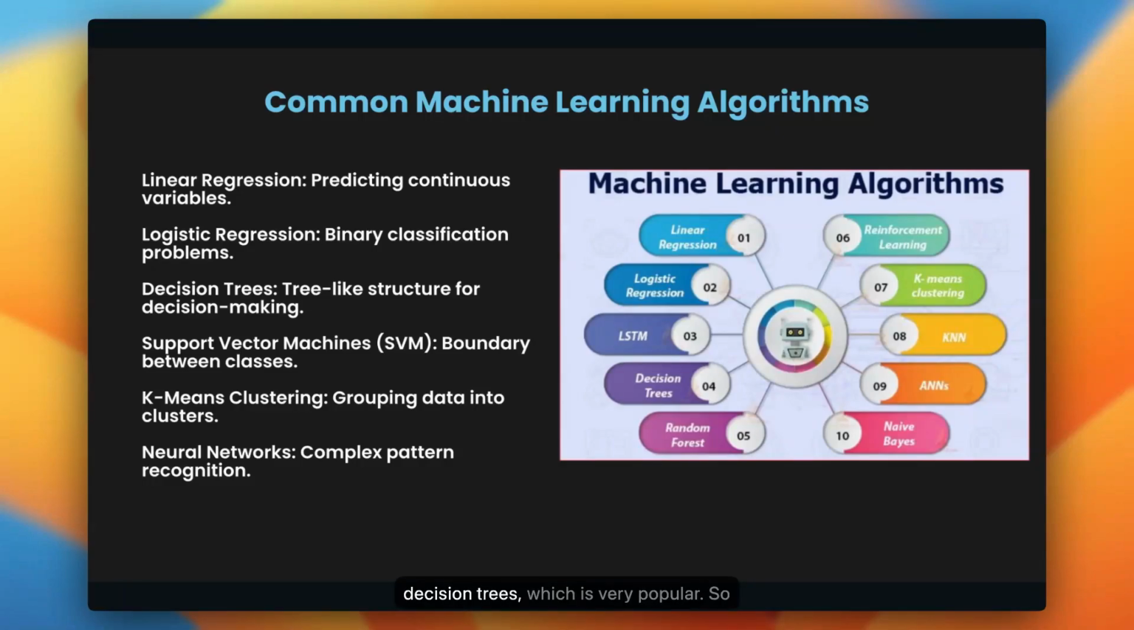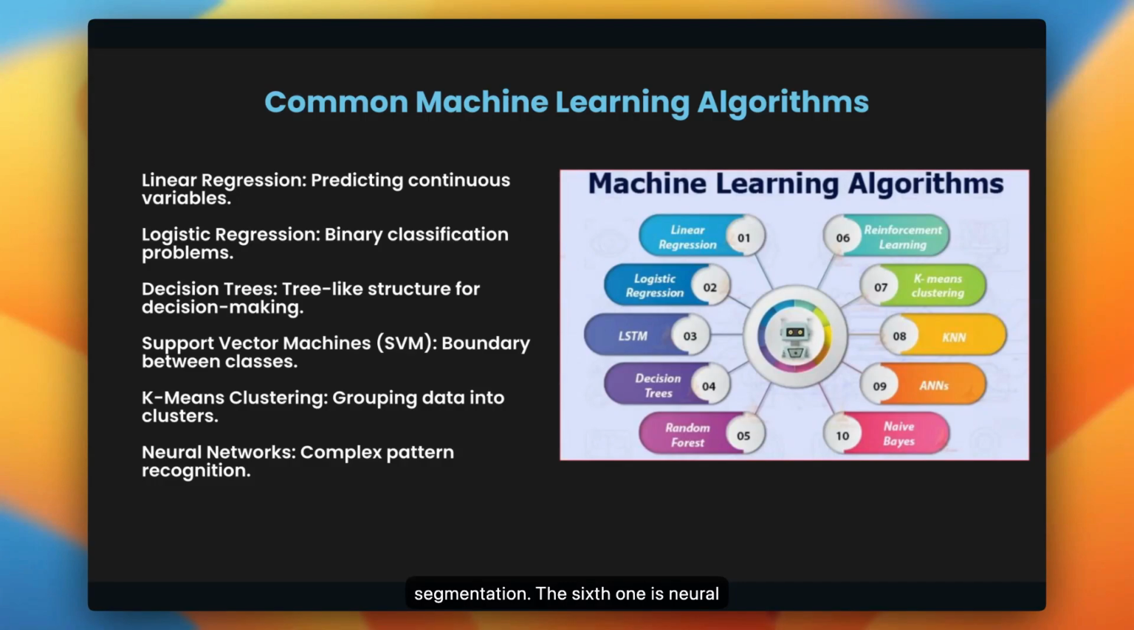The third one is decision trees, which is very popular. So its purpose is to model decisions and their possible consequences in a tree-like structure, and it's widely used in customer segmentation. The fourth one is support vector machines, shortly SVM, and its purpose is to find the optimal boundary between possible outputs, and they're widely used in image classification. The fifth one is k-means clustering, so partition data into k distinct clusters based on feature similarity, and its use case is primarily in market segmentation.